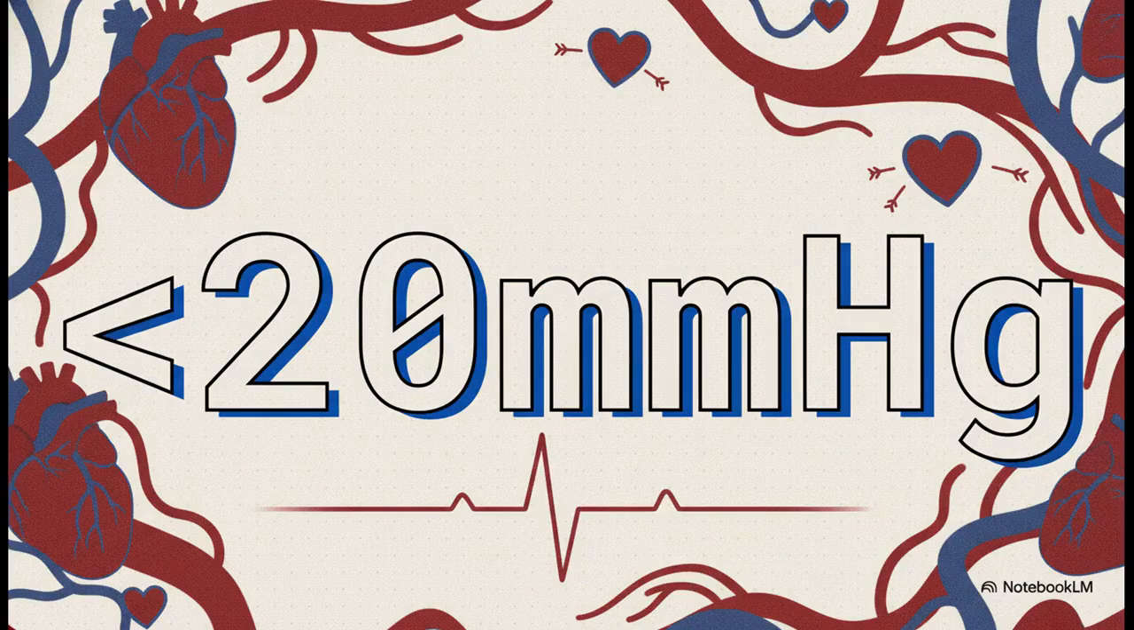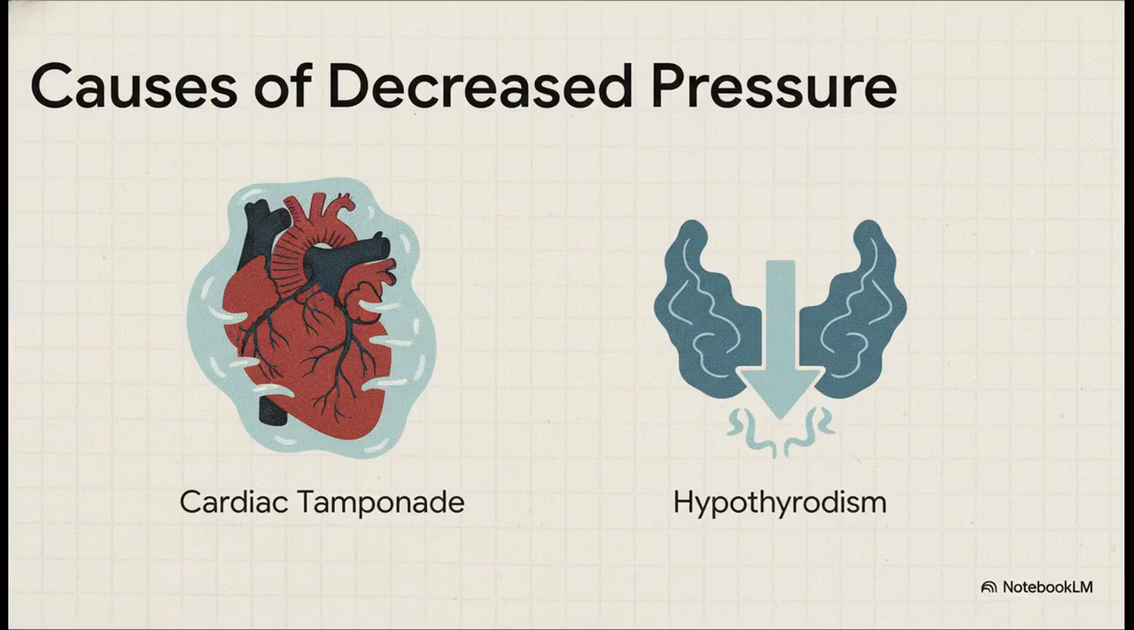Now on the flip side, we have decreased or narrow pulse pressure. And the critical number here is less than 20 millimeters of mercury. A gap that small tells you the heart's stroke volume is very low. It's just not pushing much blood out with each beat. And the causes here are really serious. The classic example that should always be on your mind is cardiac tamponade, where fluid is literally squeezing the heart, stopping it from filling and pumping right. You can also see it in severe low output states like hypothyroidism. Seeing a narrow pulse pressure is a huge red flag.